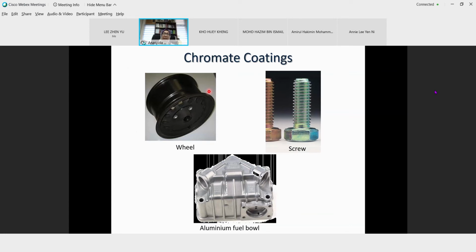So you have this example of chromate coating. You can see you can use it on the car wheel. You can also use it on the screw, and you can see the colors are different. You can also use it for the aluminum foil bowl. So you can see that they have been coated with the chromate.